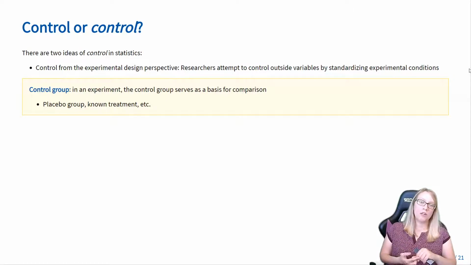For example, if we wanted to study a drug that reduces the risk of heart disease, daily aspirin treatment is a fairly known treatment for preventing heart disease. It's sort of the standard of care or the standard recommendation. So aspirin might be our control treatment. It's our reference point or our comparison.